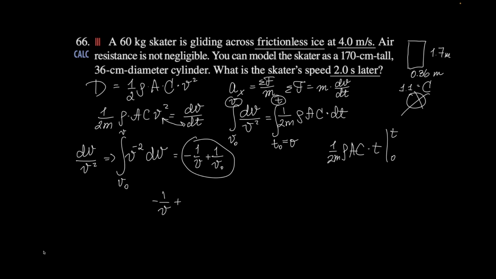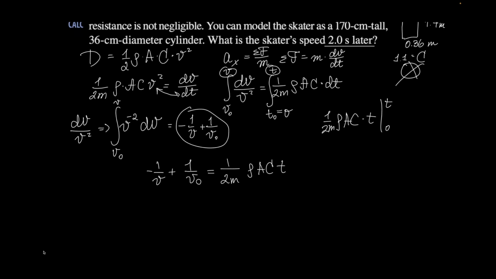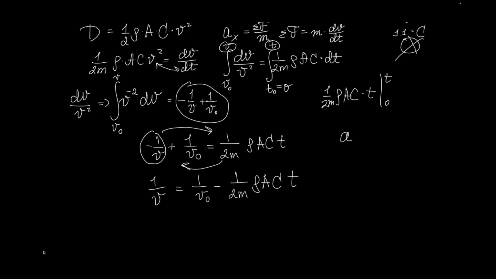Minus 1 over v plus 1 over v0 equals 1 over 2m rho A C t. Ba-boom! We're after this beauty. So I'm going to juggle this a little bit. I'm going to have 1 over v equals 1 over v0 minus 1 over 2m rho A C t. If acceleration is forward, then velocity is backward, or you can say velocity is forward and the acceleration is backwards. Since I treated this as a positive acceleration, I have to make my initial velocity negative. So hence we're going to end up with everything to the negative power of 1.